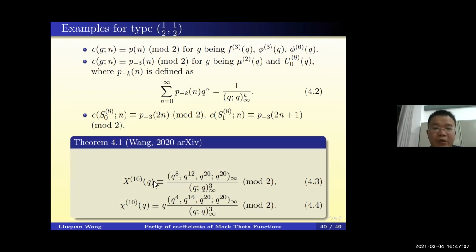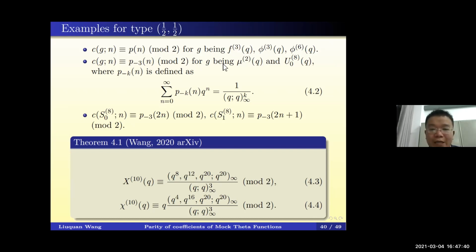Now let's give some examples for type 1/2, 1/2. We can show that when G is any of these 3 functions, f of Q, phi of Q, or the 6th order function phi of Q, the coefficient is actually congruent to p of n modulo 2. So if we can solve the conjecture for p of n, then we can also solve this conjecture for these three functions. And this shows this problem will be very difficult.